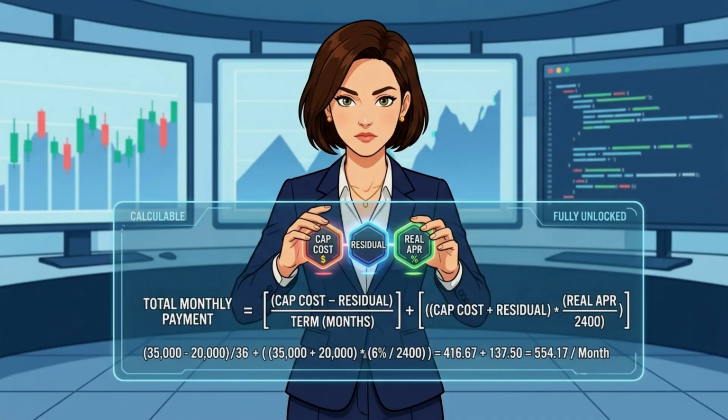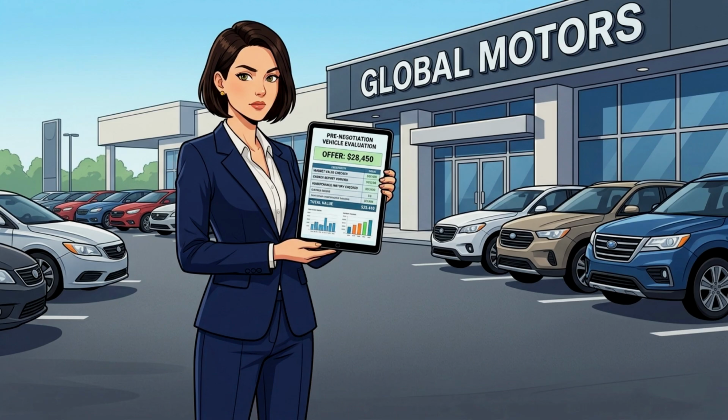Once you know the cap cost, the residual, and the real APR hidden inside the money factor, your monthly lease payment is completely calculable. The monthly depreciation is the cap cost minus the residual divided by the lease term. The monthly finance charge is the cap cost plus the residual multiplied by the money factor. Add them together, and you have your base payment. Now, you can evaluate any lease offer before you sit down.